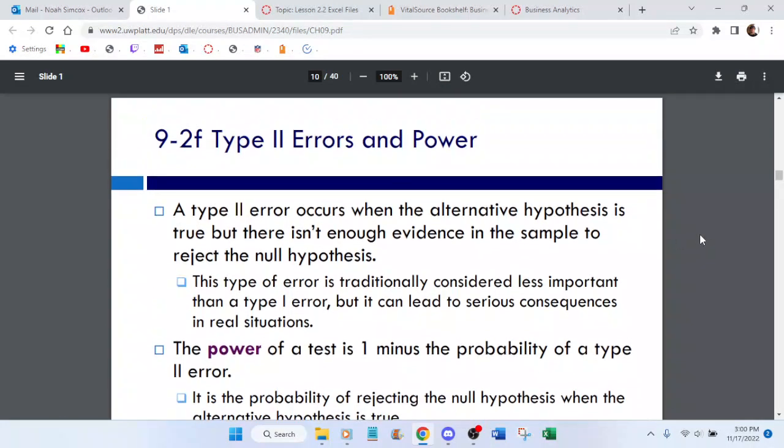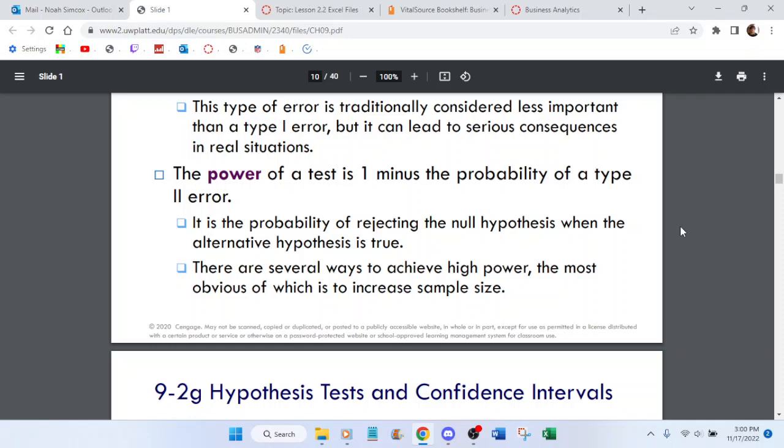Type 2 errors and power. A type 2 error occurs when the alternative hypothesis is true, but there isn't enough evidence in the sample to reject the null hypothesis. This type of error is traditionally considered less important than a type 1 error, but it can lead to serious consequences in real situations. The power of a test is 1 minus the probability of a type 2 error. It is the probability of rejecting the null hypothesis when the alternative hypothesis is true. There are several ways to achieve high power, the most obvious of which is to increase sample size.